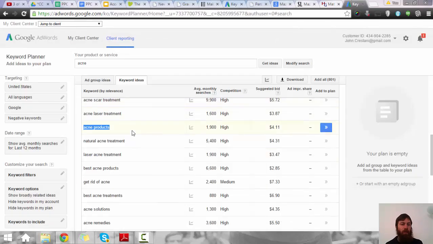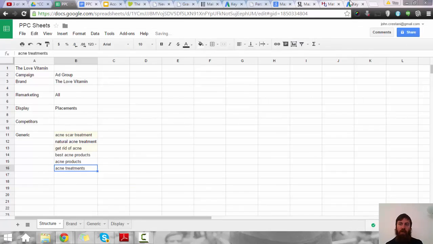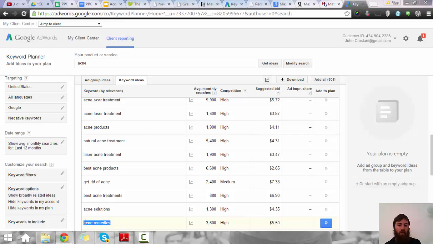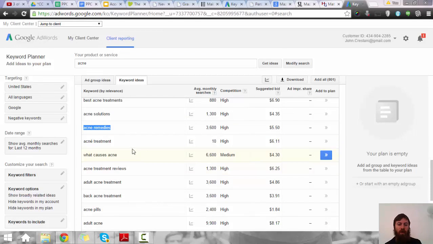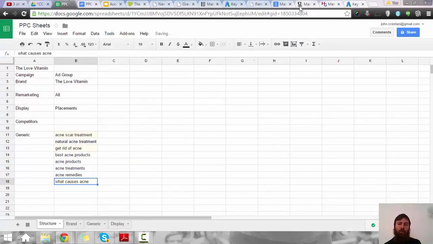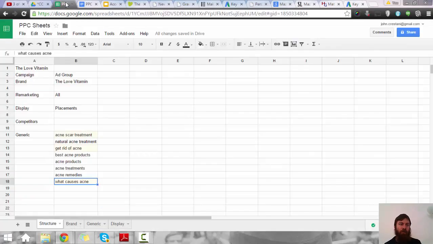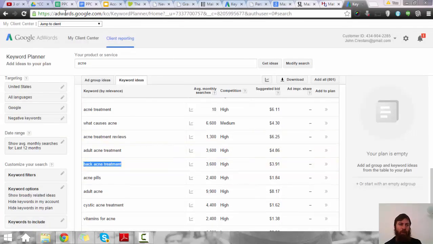Just put all these in here. You know what? I'll keep this in here just for demonstration purposes. I want to show you how this kind of evolves as we go along. Acne remedies. Remedy usually describes a home treatment, so that's actually pretty good. What causes acne? Now, this is not a buyer keyword, but we're just saving a lot of these just because I'm trying to give you an idea. These are all different ad groups, or these can all be different ad groups.